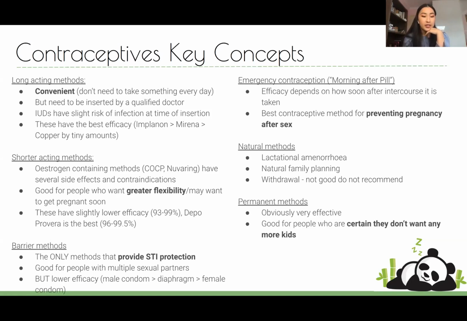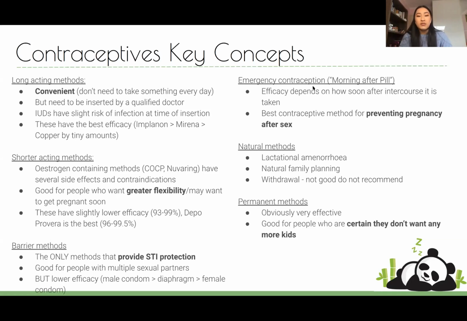The barrier methods. The barrier methods include mainly the male condom, but also diaphragm and female condom. And the most important thing to know with barrier methods is that they are the only method that provide STI protection. So if the stem says something about someone who has multiple sexual partners, or they're having sex with people that they don't know well, barrier method.